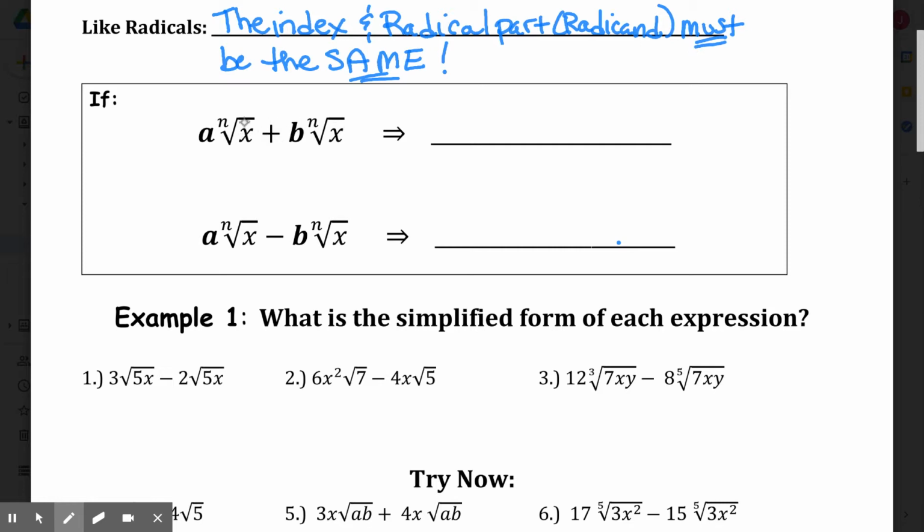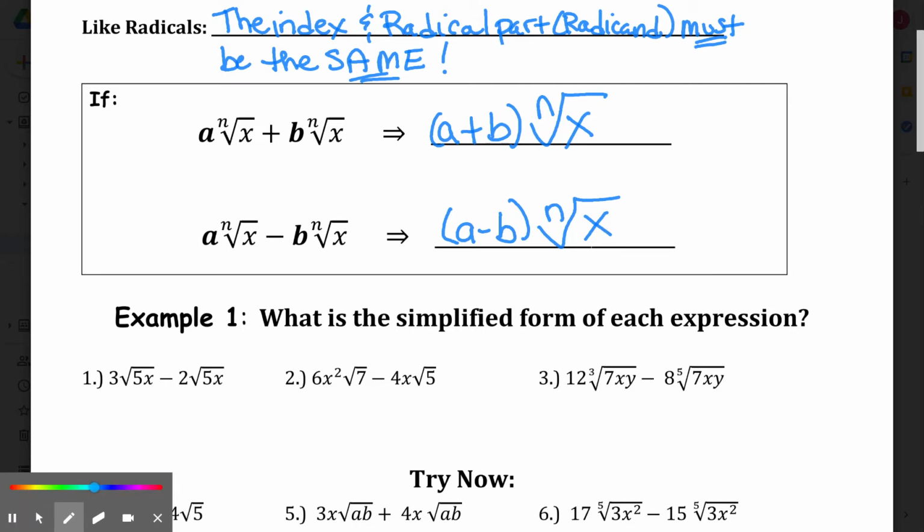So if they are like terms, then what you can do is add the coefficients. Remember, the coefficients just mean the numbers in front of your variable or your radical part. And the same thing can be said for subtraction. If they are like terms, then you're just going to subtract the coefficients and keep the radical part. Again, they have to have the same index and the same radicand.